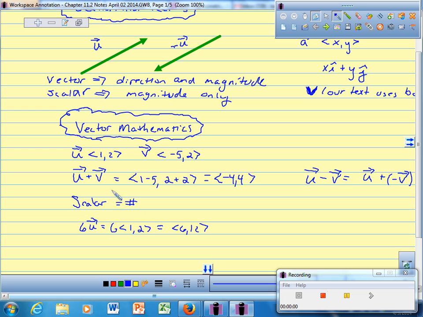Okay? A scalar, as I said, is just a number. So if I am multiplying a scalar by a vector, then we just distribute the scalar through the vector. So 6 times vector 1, 2 would be the vector 6, 12. Okay? Any questions on this?